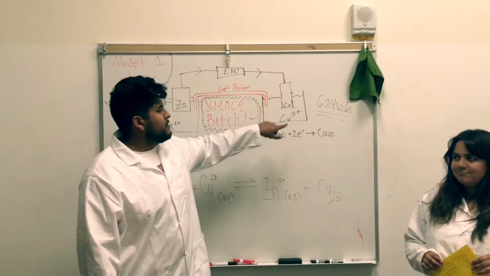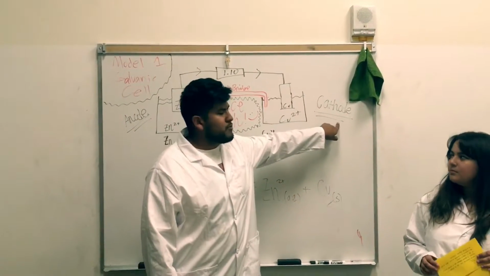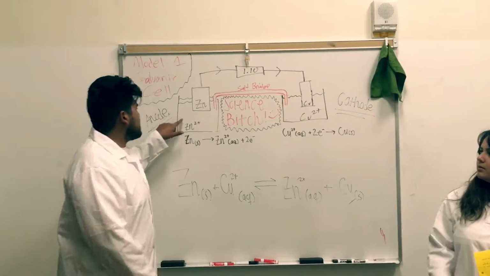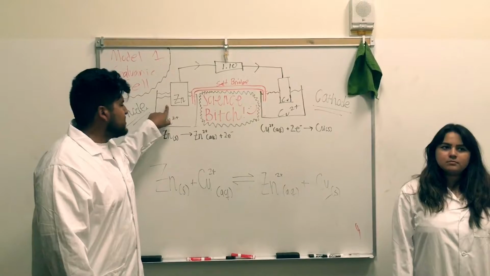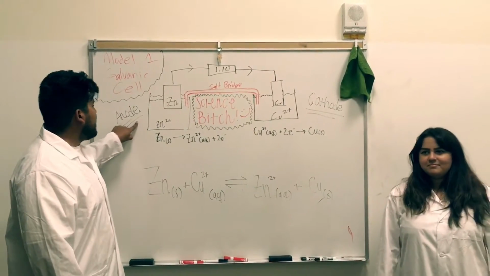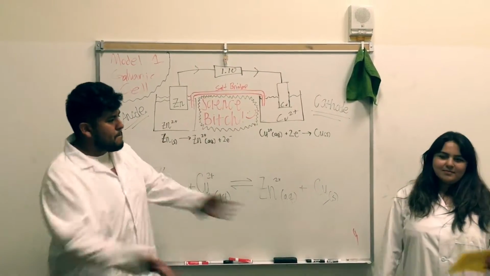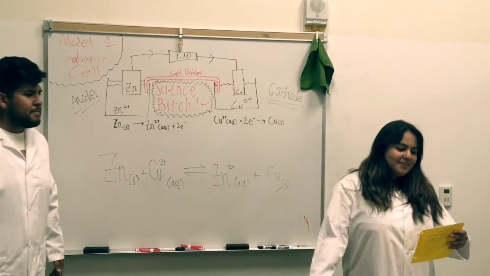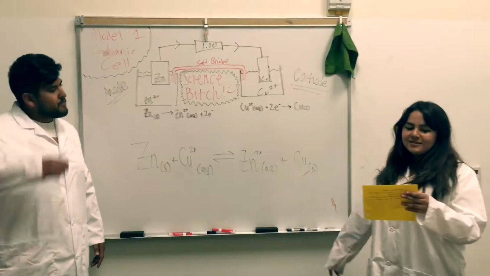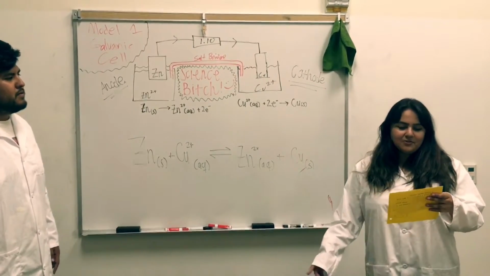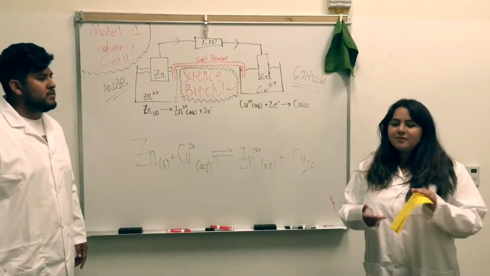Since this side is gaining electrons, it is considered our reduction side, which is also known as the cathode. Because the other side is losing electrons, it is being oxidized, which is also known as our anode. The ion having the greater attraction for electrons would be copper 2 plus because it has a stronger standard reduction potential, which is 0.342 volts.